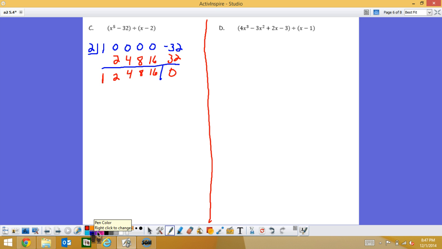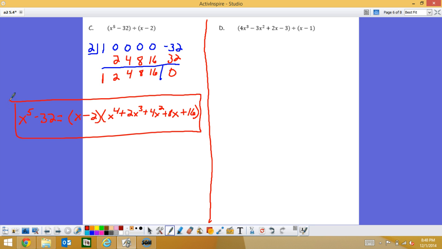So to write this in quotient remainder theorem form, we take our dividend, which is x to the 5th minus 32, is equal to our divisor, which is x minus 2, times our quotient, and again, constant, linear, quadratic, cubic, quartic, so x to the 4th plus 2x cubed plus 4x squared plus 8x plus 16, and then there's no remainder. So that is our solution.